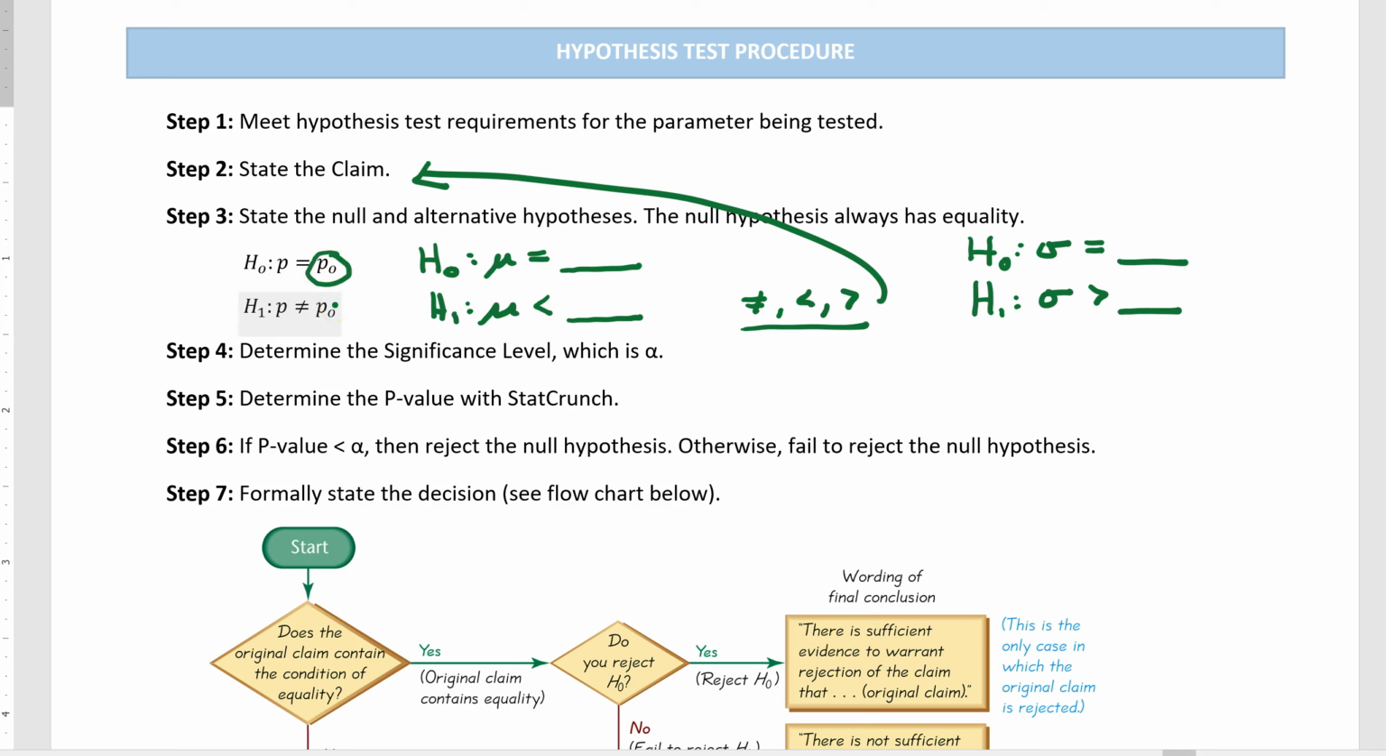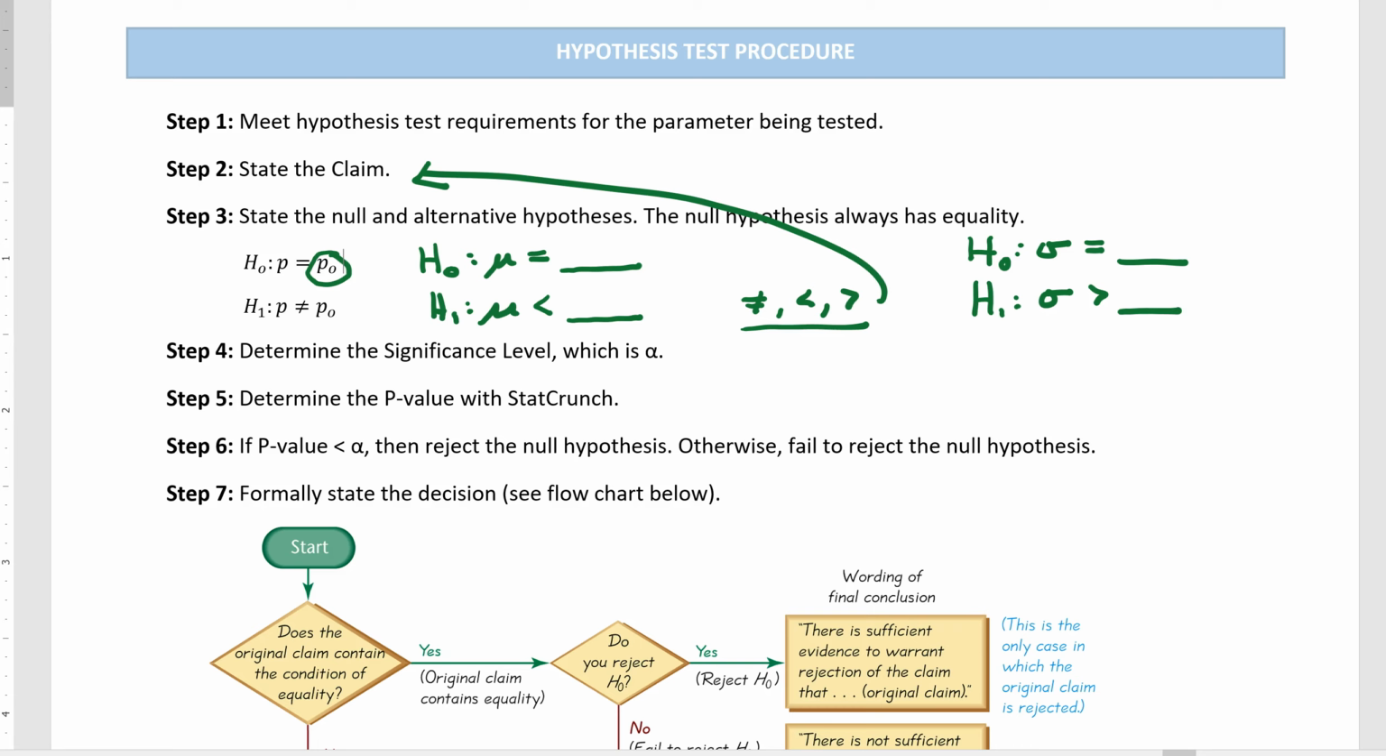Step 4, determine the significance level, and that's going to also be known as alpha. In a problem, they will tell you the significance level. Standard significance levels are 0.05 or 0.01. Step 5, determine the p-value with StatCrunch. A p-value stands for the probability of a particular statistic happening.